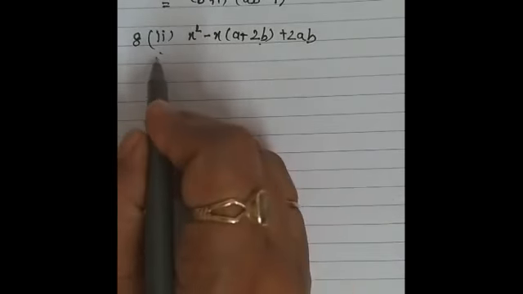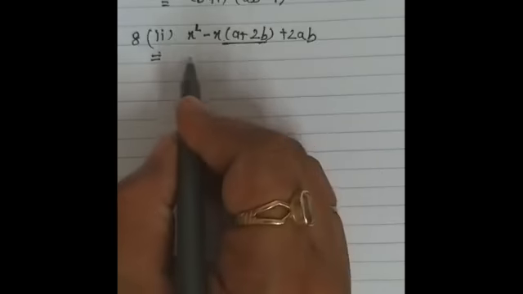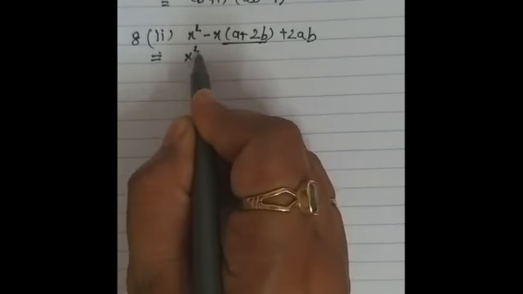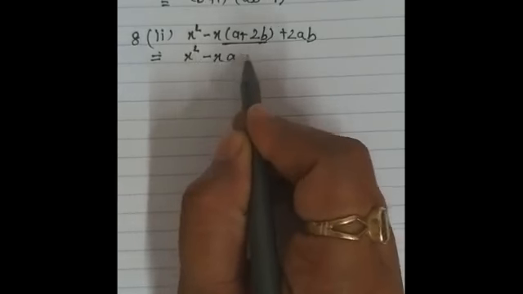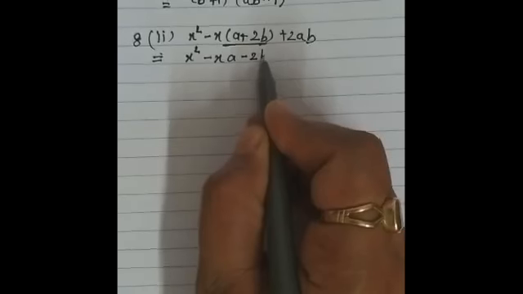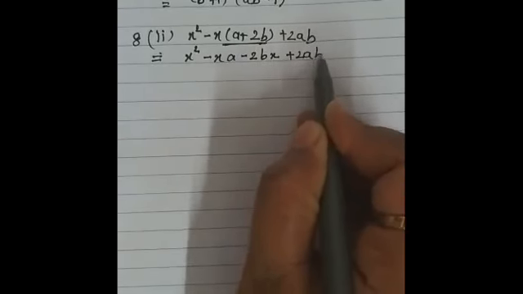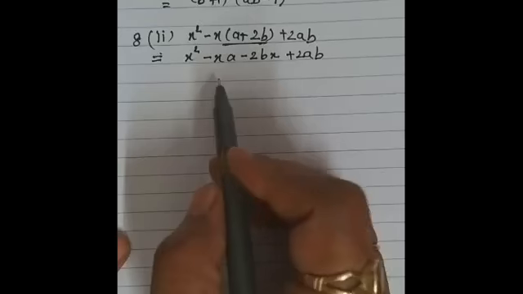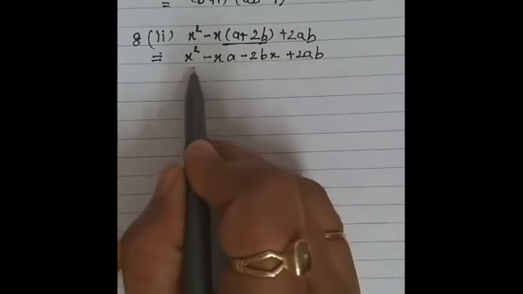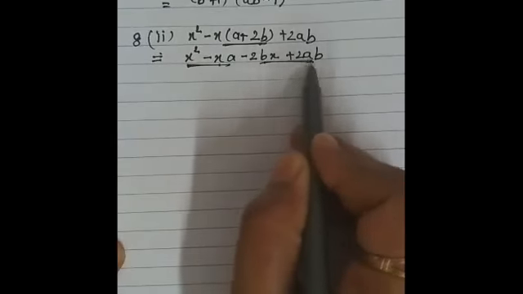So first step will be to open the bracket. So I'll open the bracket. What do I get? x square minus xa minus 2bx plus 2ab. Okay. Now again I'll make groups. So let's make a group of these first 2 and these second 2.